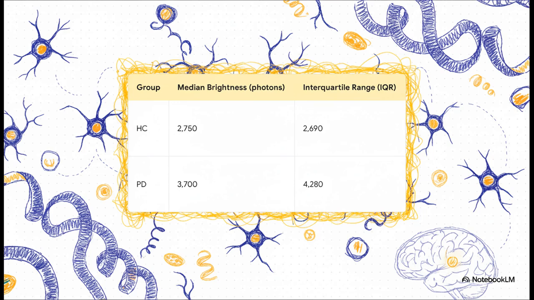Compared to the healthy controls, the distribution of assemblies in the PD samples had a higher median brightness. It was also significantly broader, which you can see from the wider interquartile range. This demonstrates a clear shift toward brighter and therefore presumably larger nanoscale assemblies in the disease state.